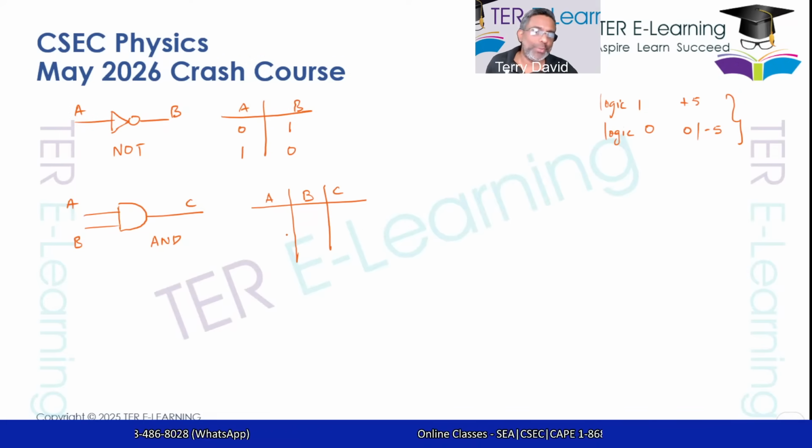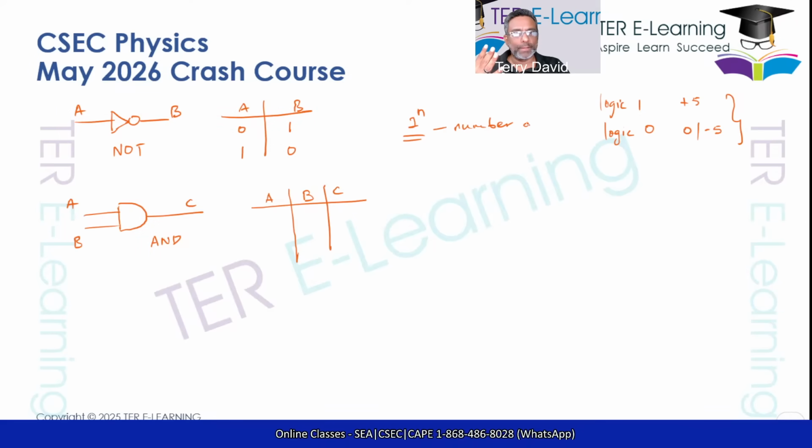Now, because you have 2 inputs, the number of combinations for this logic gate is going to be 4. There's a formula, and the formula is 2 to the power n. That'll give us the number of combinations. So for the NOT gate, you have 1 input, therefore we have only 2 combinations. But for an AND gate, we have 2 inputs, so we have 2 to the power 2. So we have 4 in total.